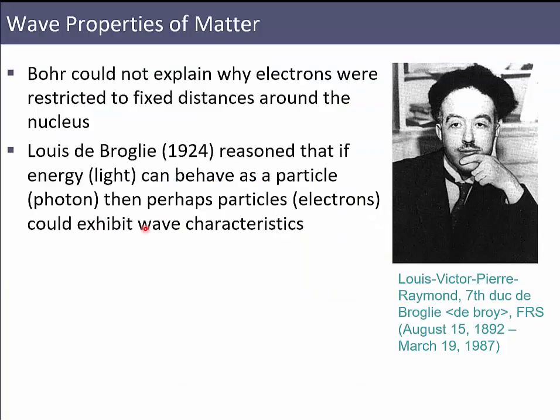So Bohr could not explain why electrons were restricted to these fixed distances around the nucleus. Why wouldn't that electron be at some arbitrary distance? And de Broglie reasoned that if energy can behave as a particle, and this was in 1924, so after the First World War, a little bit before the Second, then perhaps particles like electrons can exhibit wave-like characteristics. And he was around until 1987.